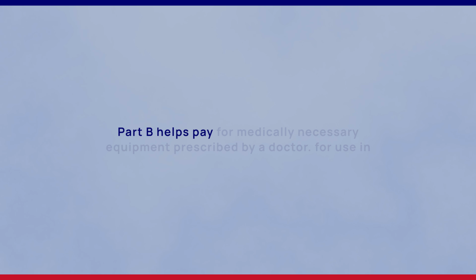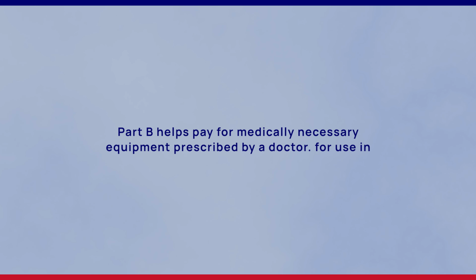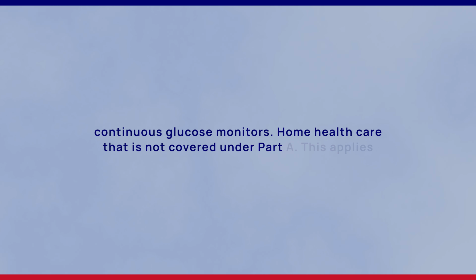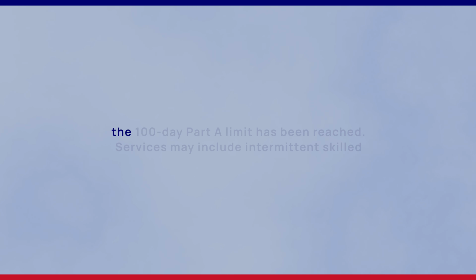Part B helps pay for medically necessary equipment prescribed by a doctor for use in the home. Examples include wheelchairs, walkers, hospital beds, oxygen equipment, and continuous glucose monitors. Home health care that is not covered under Part A applies when a beneficiary has not recently been in a hospital or skilled nursing facility, or when the 100-day Part A limit has been reached.